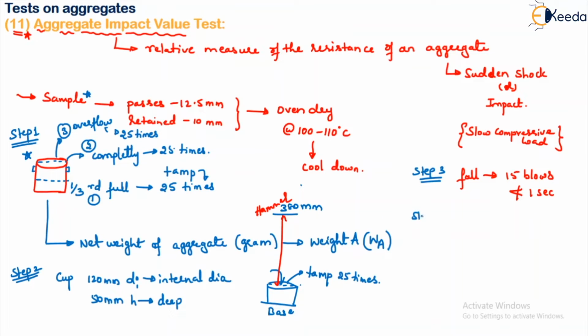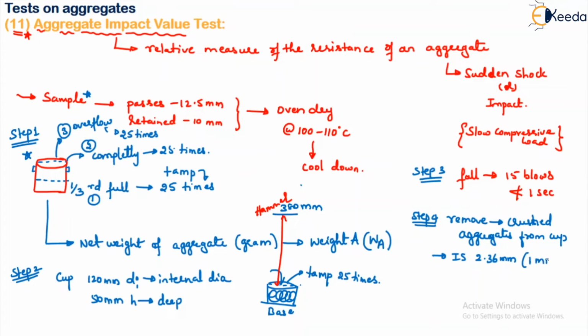After you do this, you have to remove all the crushed aggregates from the cup. After this impact has happened, the aggregates in this cup might have crushed, so you have to remove them. Once you remove them, you have to sieve through the IS 2.36 mm sieve. Sieve it until even after sieving for 1 minute, no aggregate particles are coming down from this sieve. Understood? So that is your step 4.